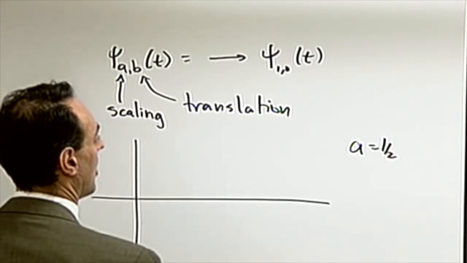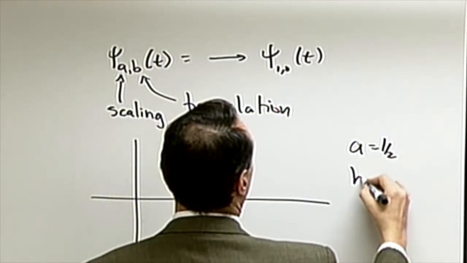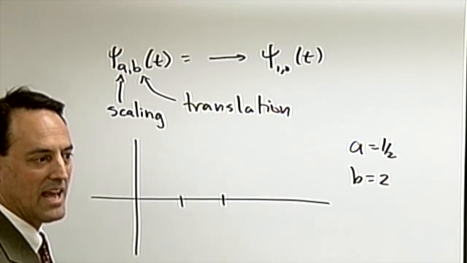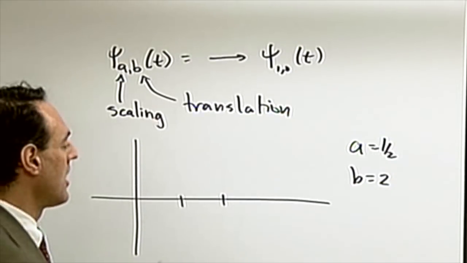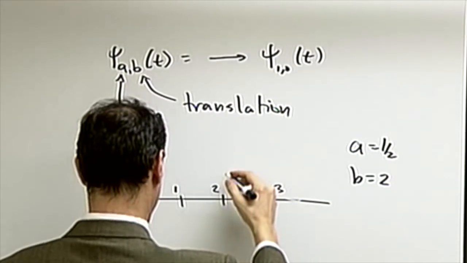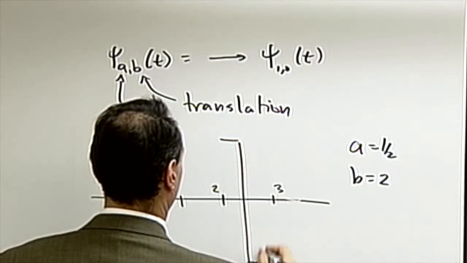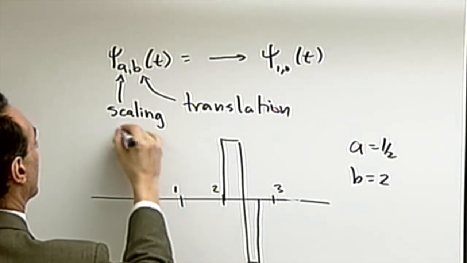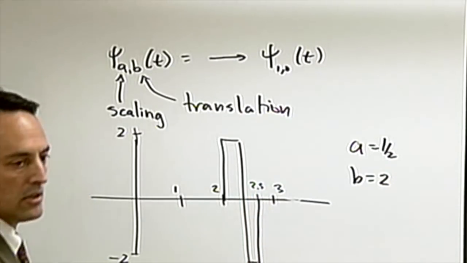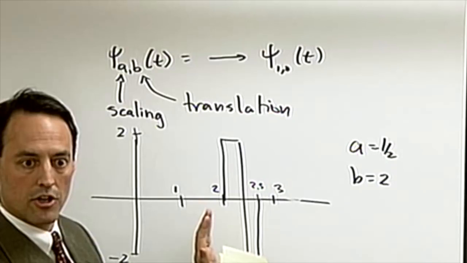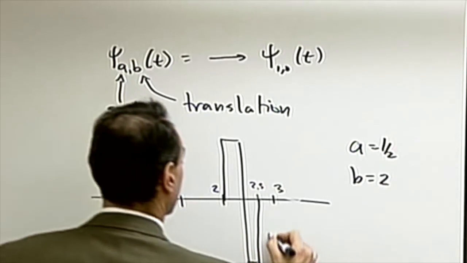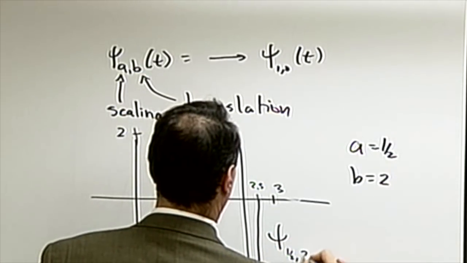So for instance, what if I wanted to plot something like this, using A as a half and B as 2? Well, first I'd slide it over 2. That's the translation piece. A as a half is actually going to scale it, so now this is 1, 2, 3. So now this looks like the following. There's my Haar wavelet. Now it goes to height 2, negative 2. And this is 2.5 right there. So I compressed it, the area under the curve is still preserved, and I've slid it over by 2. Okay? So that is psi 1/2, 2, t.